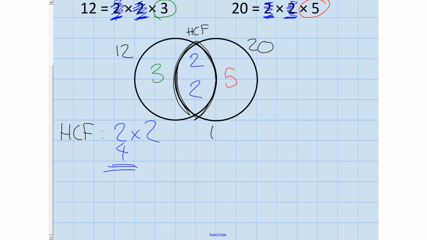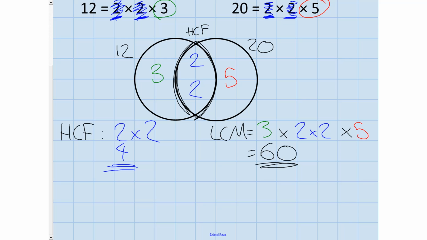The lowest common multiple, LCM, we multiply every number in the diagram. So it's 3 times 2 times 2 times 5. So that's, I'll keep it in black, 3 times 2 is 6, times 2 is 12, times 5 is 60. So the lowest common multiple is 60.